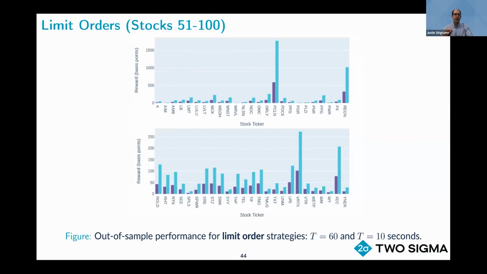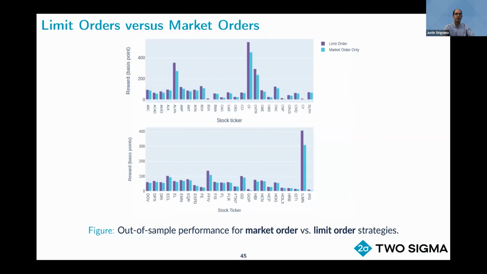The reinforcement learning strategy consistently provides a positive cost savings, although again, the cost savings varies, being small for some stocks while relatively large for others. The reinforcement learning limit order and market order strategies are compared on these plots. In purple, we have the limit order reinforcement learning strategy. And in turquoise, we have the market order only reinforcement learning strategy. The limit order strategy slightly outperforms the market order strategy, although for some stocks, the outperformance is more significant.